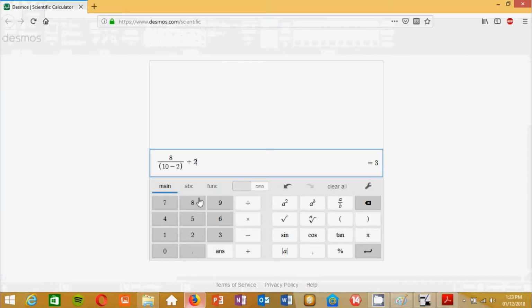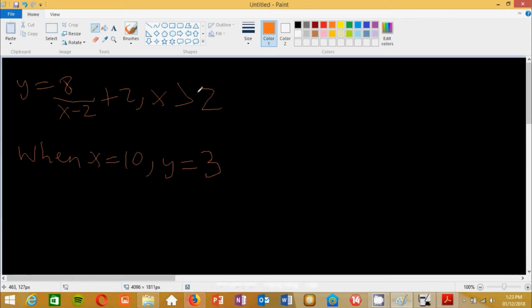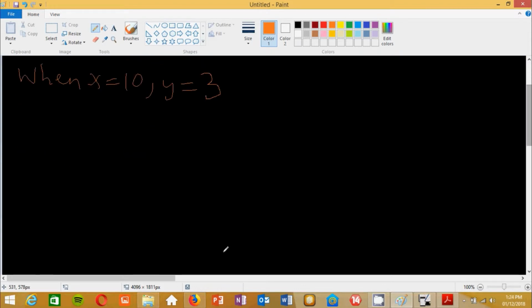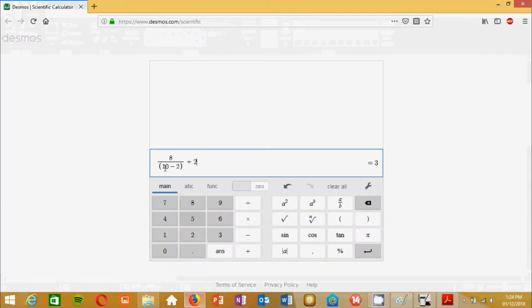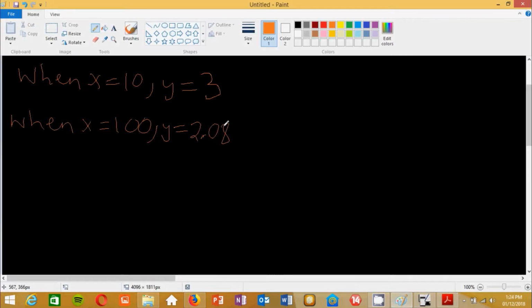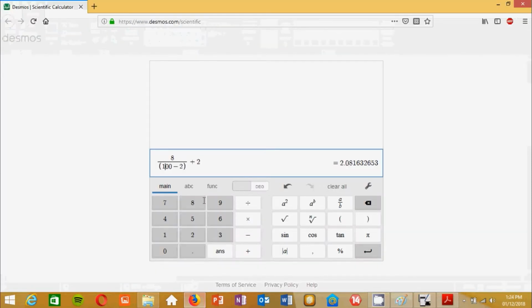Let's put in x as 100. The reason we're going up and up is because x is greater than 2, so x can be anything above 2. What we're trying to figure out is, as our x values become bigger and bigger, what's happening to our y values? Let's plug in 100 over here. We get 2.08. Y is equal to 2.08.